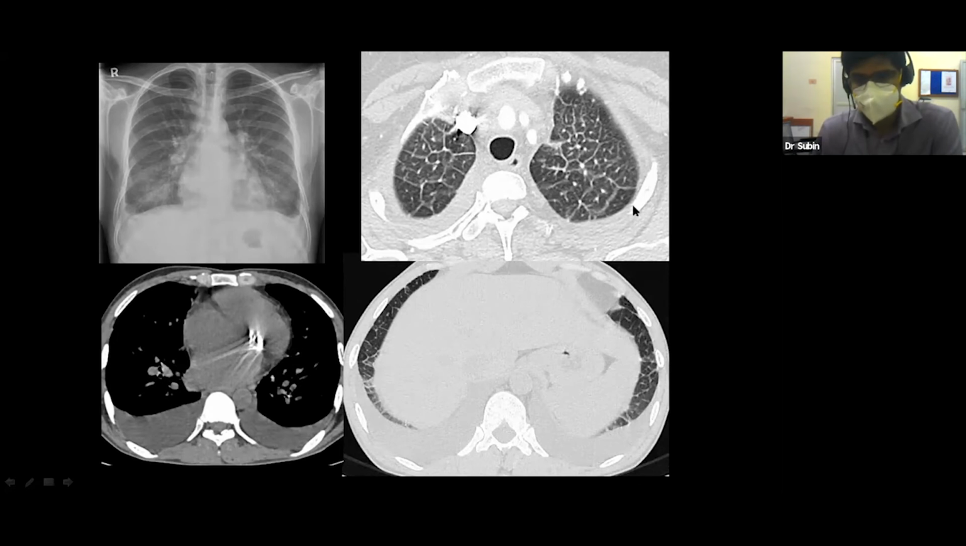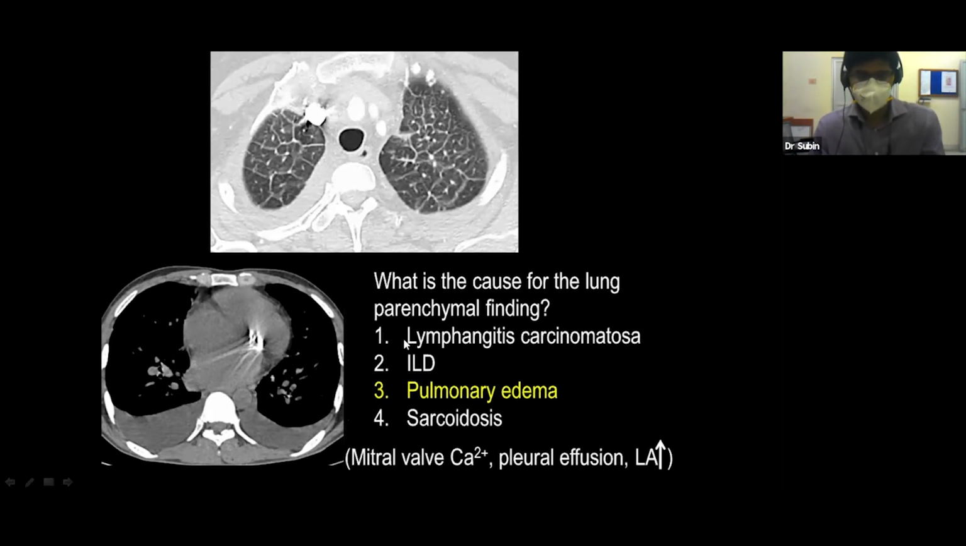So this CT is showing this smooth thickening. If you remember the diagram that I showed you, these are the interlobular septa, and this is a smooth thickening of the interlobular septa. These are HRCT section images. So there is pleural effusion, and there is this interlobular septal thickening which looks smooth, and there is this dilatation. So it's pulmonary edema. Lymphangitis carcinomatosis will usually have a nodular appearance, not very smooth.